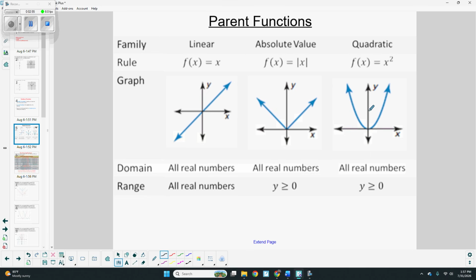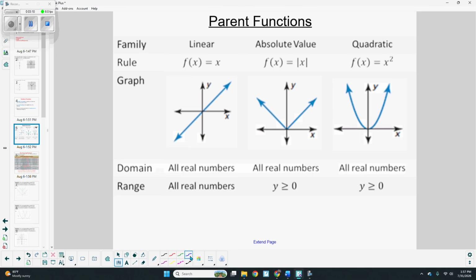And our last one, the quadratic, our U shape, right? Anything goes into the left, anything goes into the right. So that's all real numbers. But again, there's nothing going down. So it's everything above the 0.